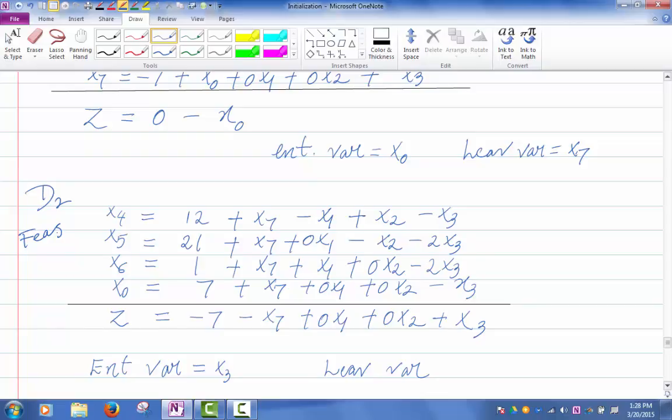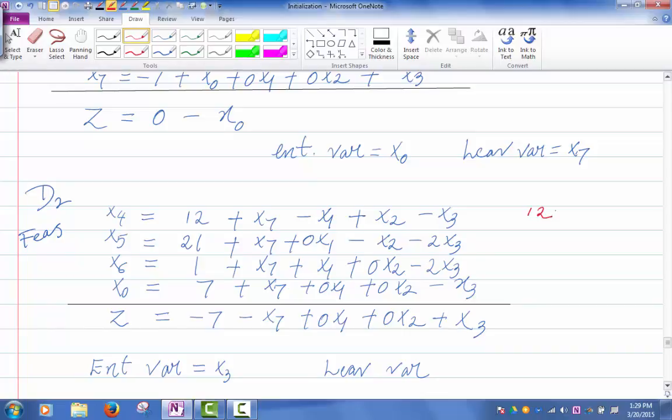Okay, so the entering variable is x3. So keep the column of x3, keep the constant column, and delete everything else. So assume that nothing else is there. Now ask yourself, from the first row, how large can you pick x3 without making x4 negative? What's the largest value of x3 you can pick without making x4 negative? 12.